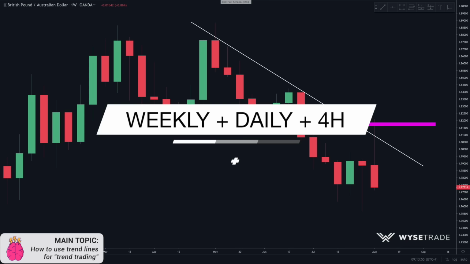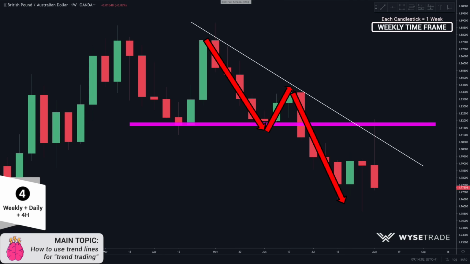Now, this is where we introduce true top-down analysis. We will be using three timeframes, starting from the weekly to the daily, then to the four-hour timeframe. So, starting with the weekly, we were in a clear moving downtrend. Here was the weekly support turned resistance. Here was your trend line. Here was your access point.